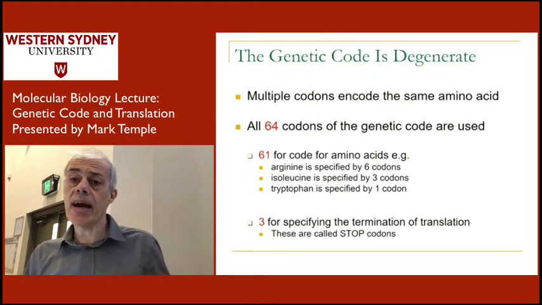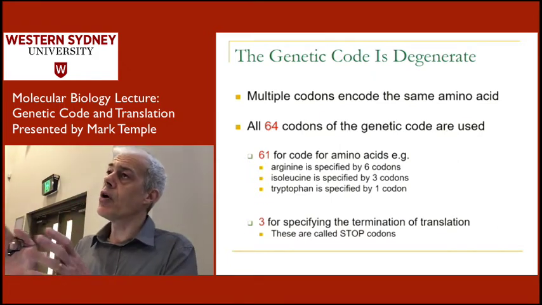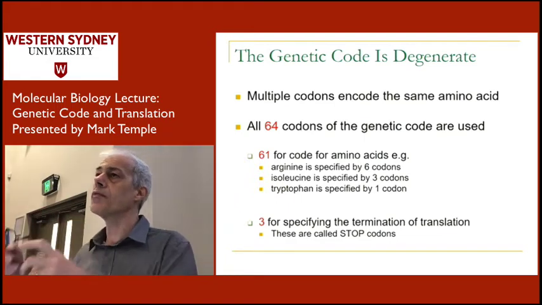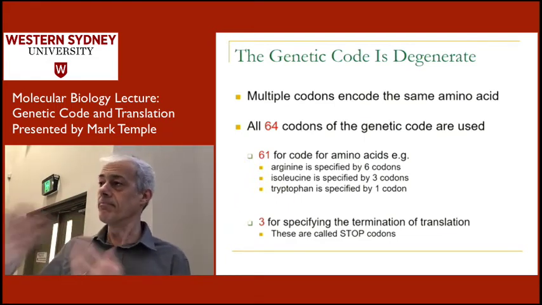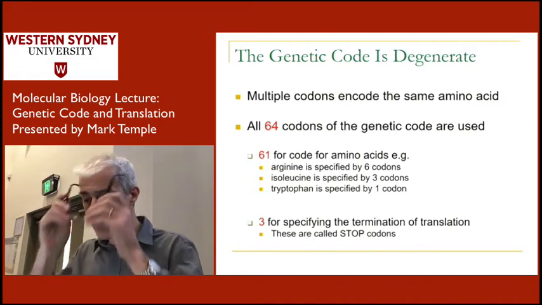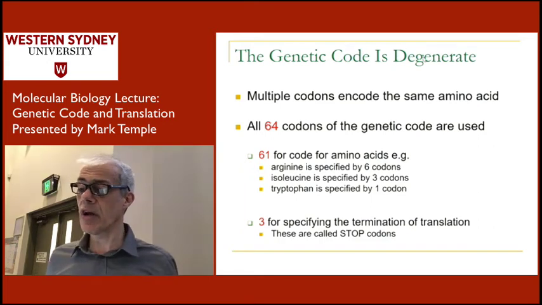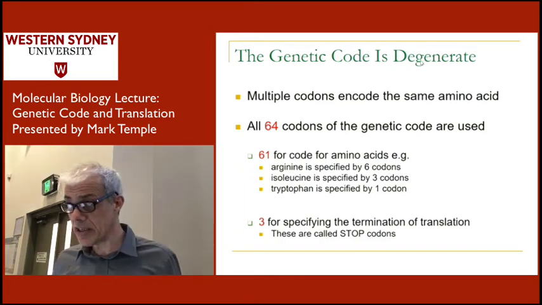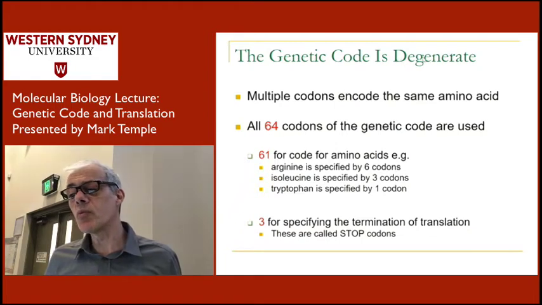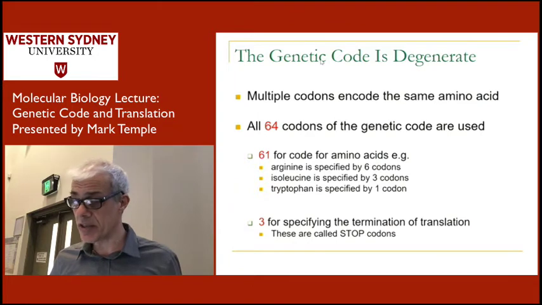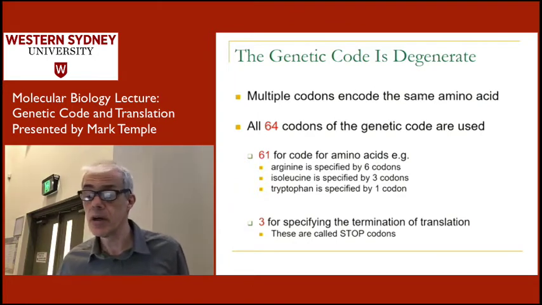So we have a situation now where we have 64 codons and 20 amino acids. So clearly more than one codon codes for the same amino acid, and that's referred to as a degenerate genetic code.